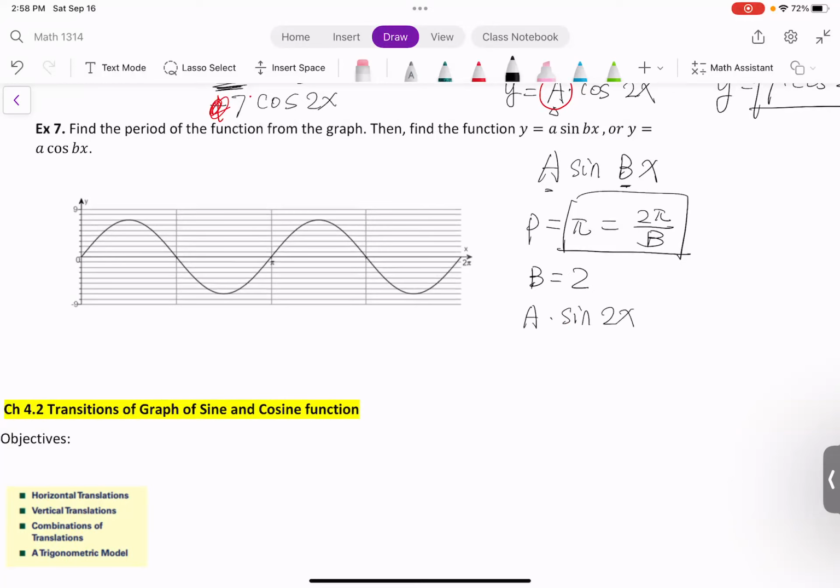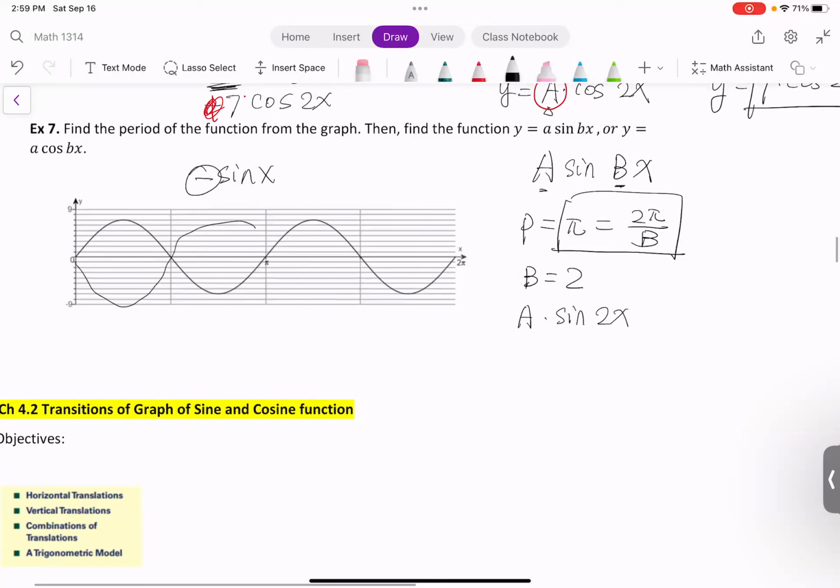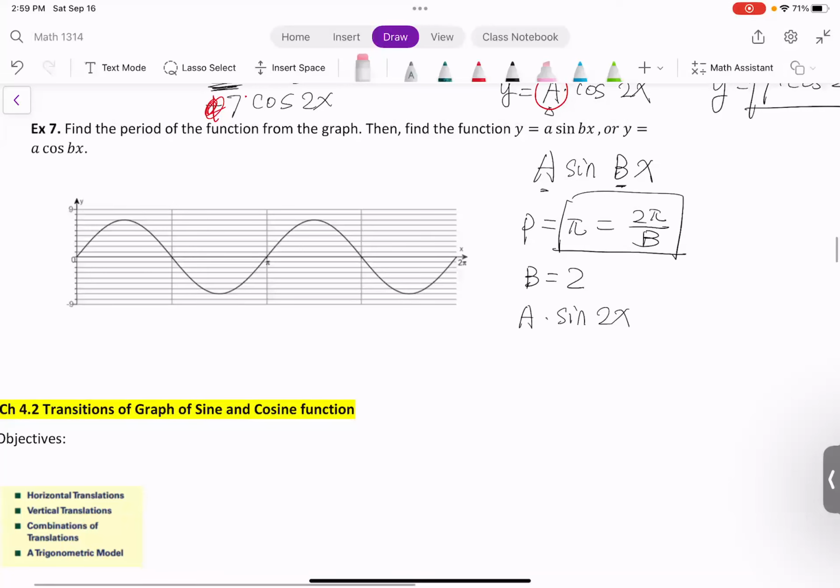How to solve for the a? Is there any reflection? Do we have negative sine x? No, we have no reflection in front of the sine, because if I had a reflection, I would have a graph like this. No reflection, so I have a positive a. Let's look at the maximum and minimum. At the maximum, this point, the y value is 7, and the minimum here is negative 7. So a must be 7. So my y equals 7 times sine 2x.